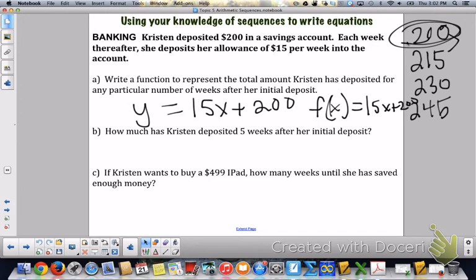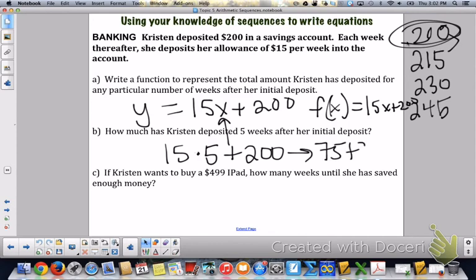Okay. How much has Kristen deposited 5 weeks after her initial deposit? 5 goes in for x. So we do 15 times 5 plus 200. Well, 15 times 5 is 75 plus 200 gives us 275.